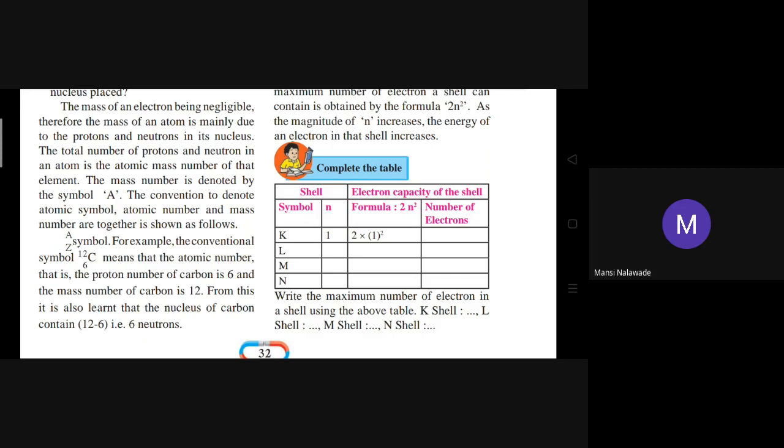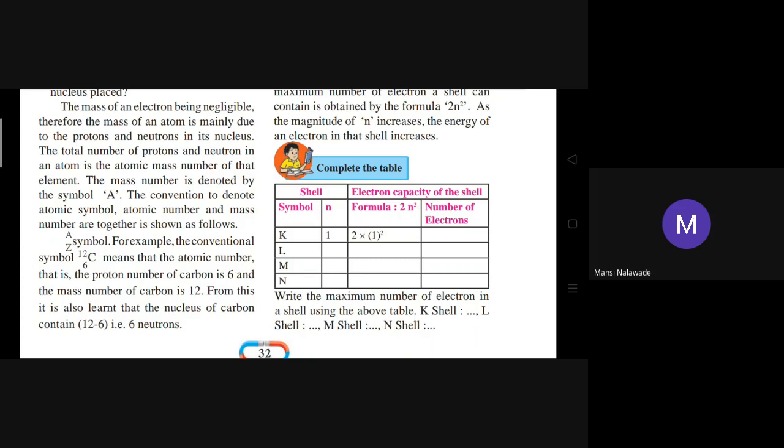Atomic mass of an element is equal to the total number of protons and neutrons present in it. The mass number is denoted by the symbol capital A. The convention to denote atomic symbol, atomic number and mass number together is shown as follows. Okay, A in upper case on top, the symbol, and below it will be your Z.